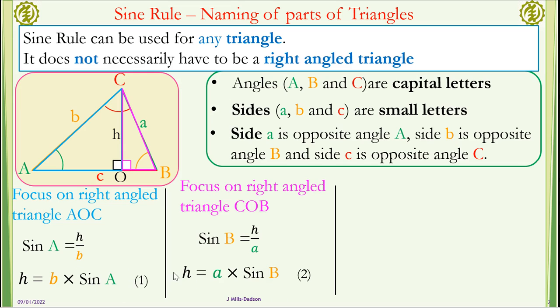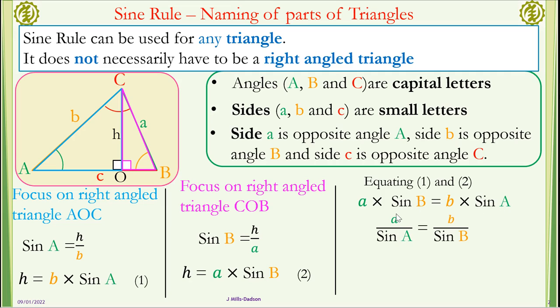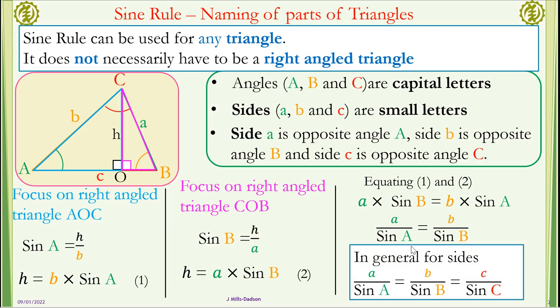Equation 1 and 2 both have H. H is common, so equating equations 1 and 2, we can equate this section to this section. And regrouping A's and B's, we divide through by sine A to cancel the sine A. We divide through by sine B to cancel the sine B. So we end up having A over sine A equals B over sine B. And in general form, this is the relationship for the sine rule to work out missing sides. So this is the derivation of the formula.